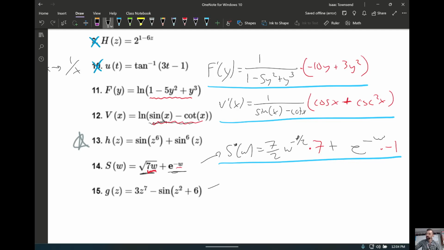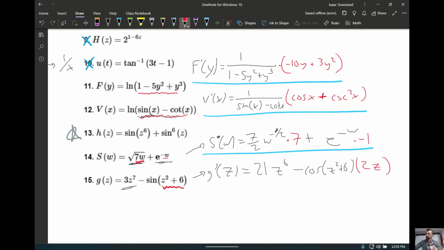Okay, 15 starts off easy. Just because you always have to consider chain rule doesn't mean that you always need chain rule. 3z to the 7th is no chain rule. You can bring the power down, lower the power by 1. The inside there is just z, and the derivative of z would be 1. You can multiply by 1 if you want to, but of course that's not going to change anything. Okay, minus the derivative of sine something is going to be cosine of something. And this inside does not have a derivative of 1, so you need to multiply by 2z. That would be the derivative of the inside.